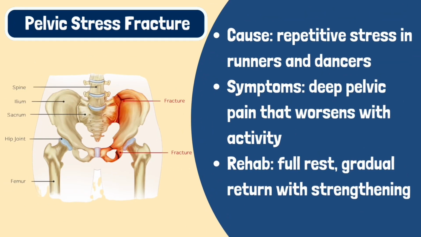The second injury is pelvic stress fracture. So this injury is a tiny crack in the pelvic bone caused by repetitive stress. Unlike a sudden break, this injury develops slowly over time due to repeated impact.